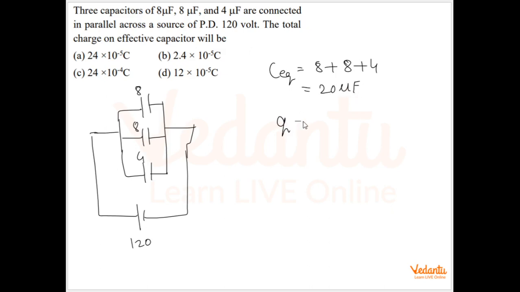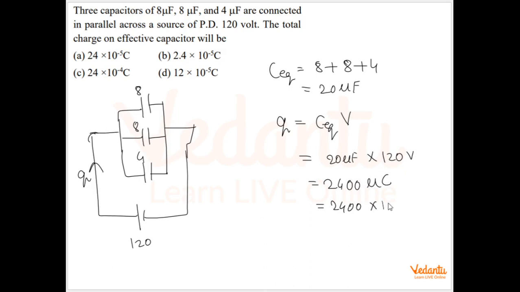And what will be the charge? That will just be C equivalent into V. The overall charge beta distributed, the total charge distributed across all three capacitors. That will just be equal to, my dear bacha log, 20 microfarads into 120 volts. That will be 2400 microcoulombs. That is 2400 into 10 power minus 6 coulombs. It is 2.4 into 10 power minus 3 coulombs. Option C will be the correct answer.